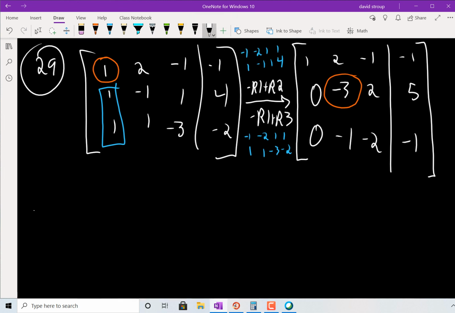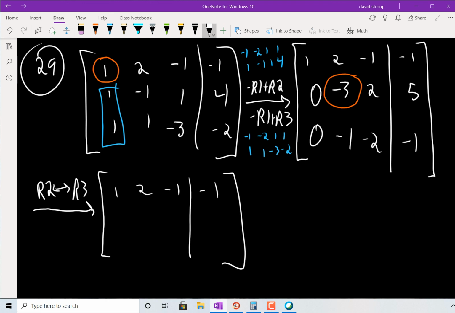Okay, so my next step, I'm going to swap row 2 and row 3. So you get 1, 2, negative 1, negative 1. Then I get 0, negative 1, negative 2, negative 1. And then I get 0, negative 3, 2, and 5. And then I'm going to multiply by negative 1 because you can't have negative 1, it has to be positive 1.